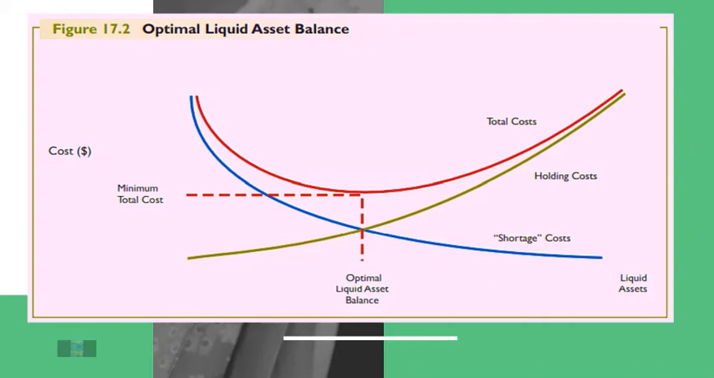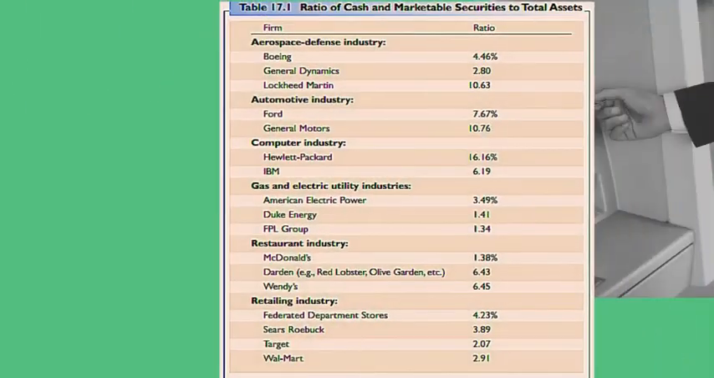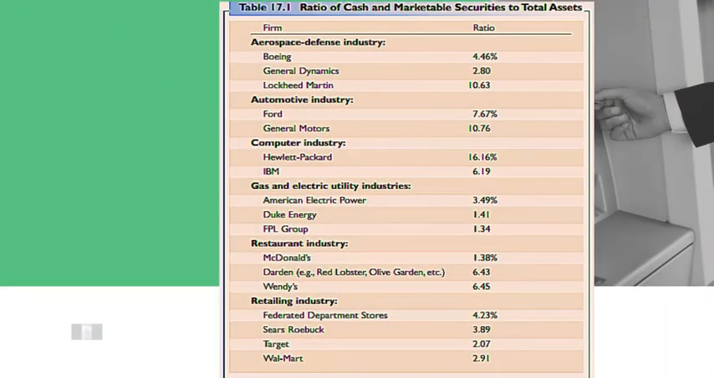Gilmer has performed empirical tests to determine if firms actually do face a U-shaped total cost function associated with liquid asset balances. These results were consistent with the concept of an optimal liquid asset balance. Table 17.1 offers a sample of the liquidity policies practiced by different firms in several industries.